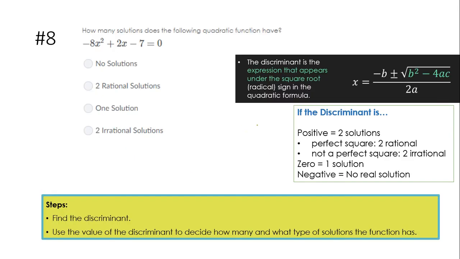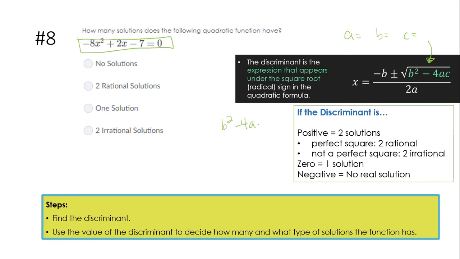So how many solutions does the following quadratic function have? We have negative 8x squared plus 2x minus 7 all equals 0. If you'll remember, the discriminant is what tells us how many solutions we have. So the first step is to find the discriminant, just like we did in the last example. First, I have to find A, B, and C from my equation. And once I gather that, I'm going to plug that into my formula right here, which is just the b squared minus 4ac.